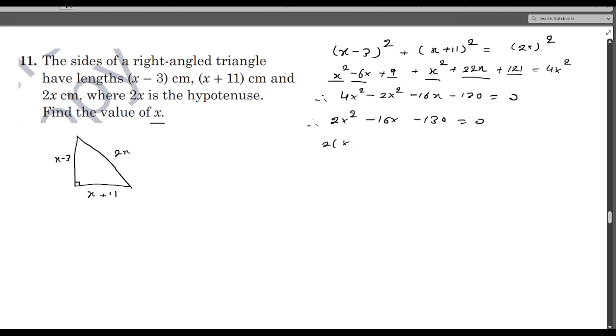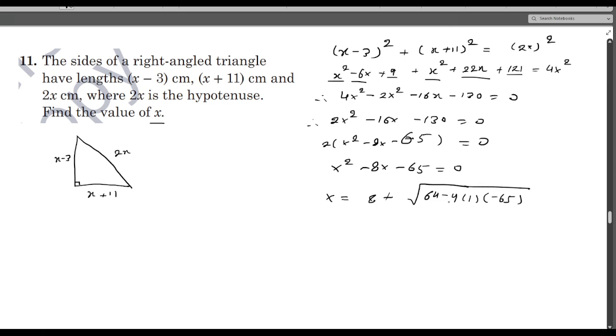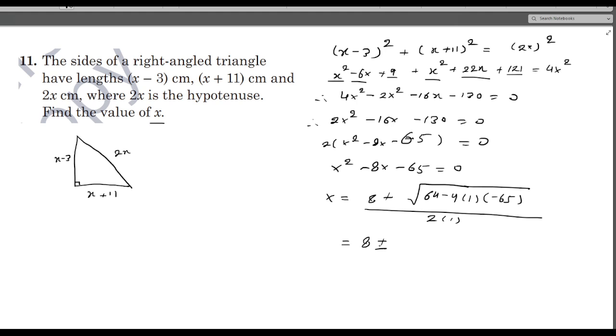Let us take 2 common, so it is x square minus 8x minus 2 7 are 14, 2 6 are 13, so minus 65 is equal to 0. x square minus 8x minus 65 is equal to 0. Okay, so let us use the formula method. x is equal to 8 plus minus root of b square is 64 minus 4 times a is 1, c is minus 65 whole divided by 2 times 1. Okay, so this is 8 plus minus, now 64 plus 4 times 65 is 294.